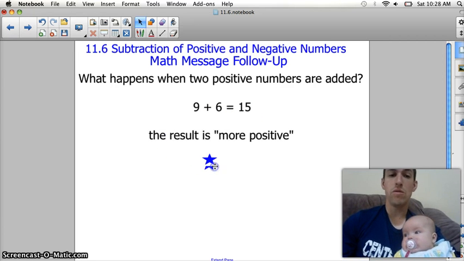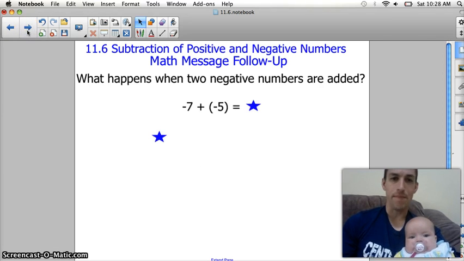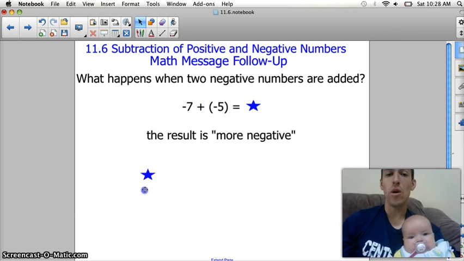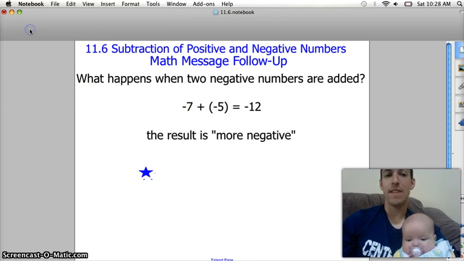So what shortcut do you use? A positive plus a positive is more positive. You have $9, and you have $6, you have more money. What about when you have two negative numbers? You owe $7, then you owe $5. Do you owe more or less? Well, you owe more. You have more of a negative. So 7 plus 5, since the signs are the same, we're going to add them together, and 7 plus 5 is 12, but negative 7 plus negative 5 is negative 12.